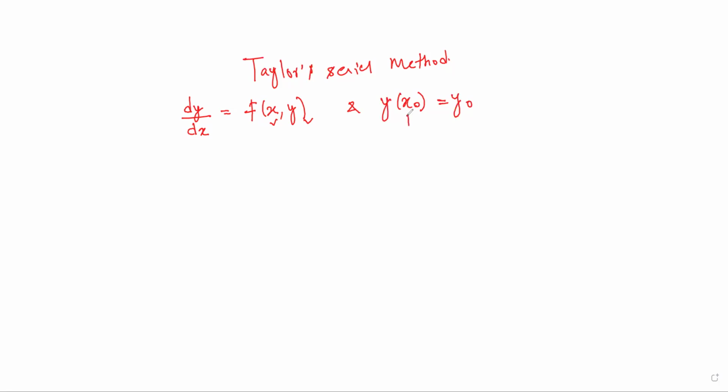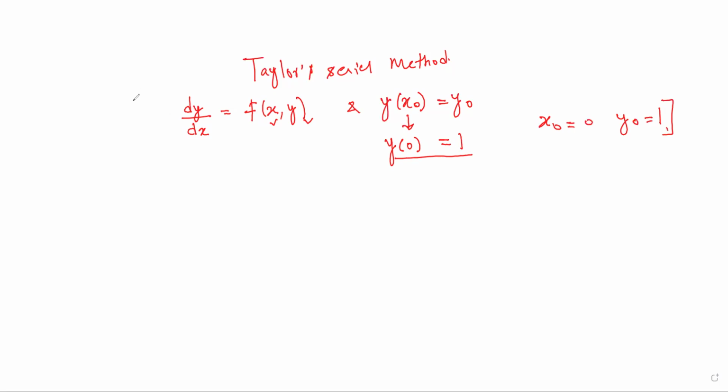So that means x naught is the initial value. Y of 0 is sometimes written as 1. So that means basically, the x naught value would be equal to 0 and the y naught value would be equal to 1. This is the meaning of this.